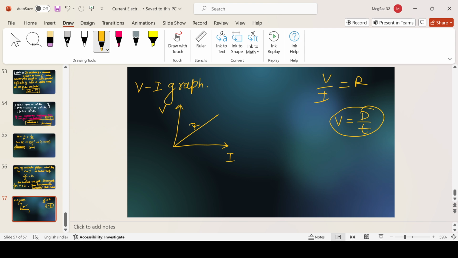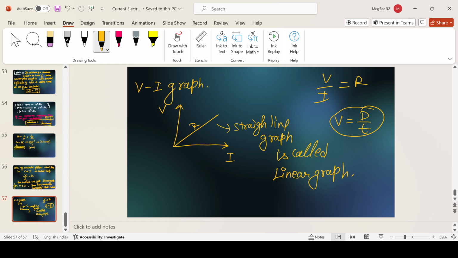Now if this VI graph is linear, this straight line graph is also called a linear graph. Got it, everyone? So when a material follows this linear graph or diagram, we say that particular material is an ohmic conductor.